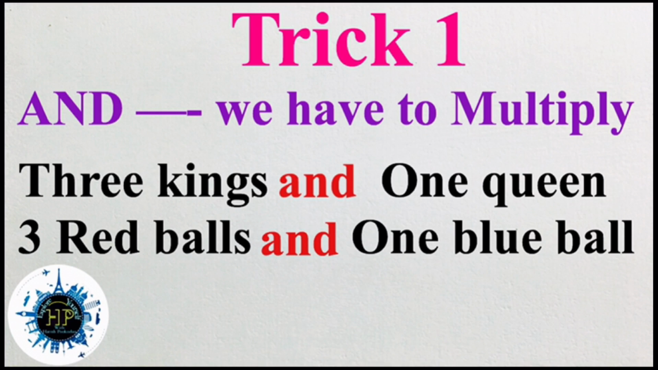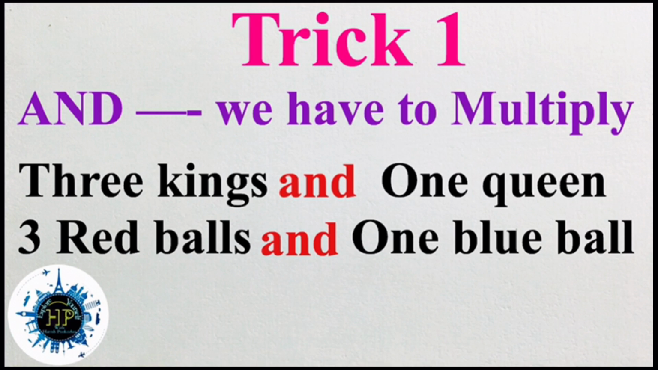For example, 3 kings and 1 queen, or any other questions like 3 red balls and 1 blue ball. If this type of combination with AND is there in the question, then you can clearly understand that we need to multiply. So that is the first trick we need to study.